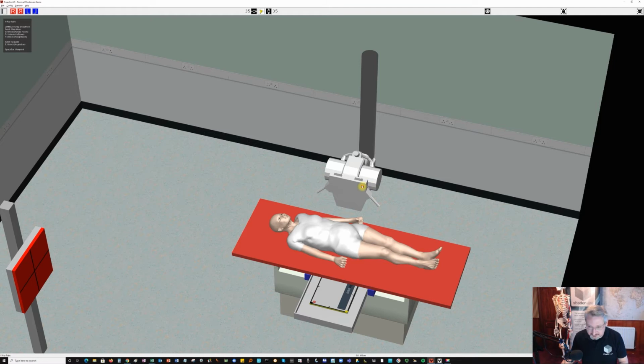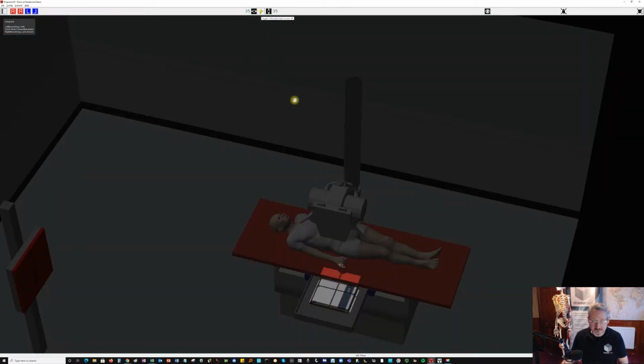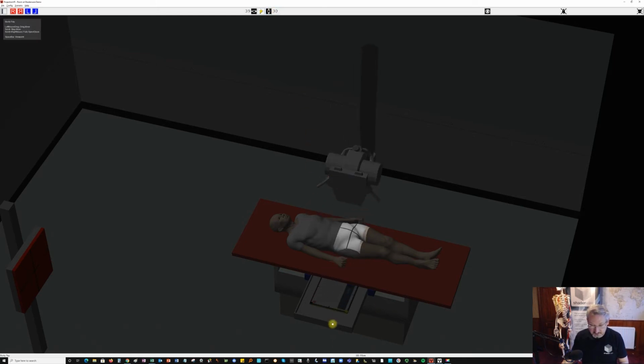So I'm going to raise this up to 115 source image distance. I'm reading that off at the bottom there. So I'm reading that off here at 115. I'll bring that across, and just collimate to the size of the receptor. Okay, and now I'm going to keep that the same for all my exposures.